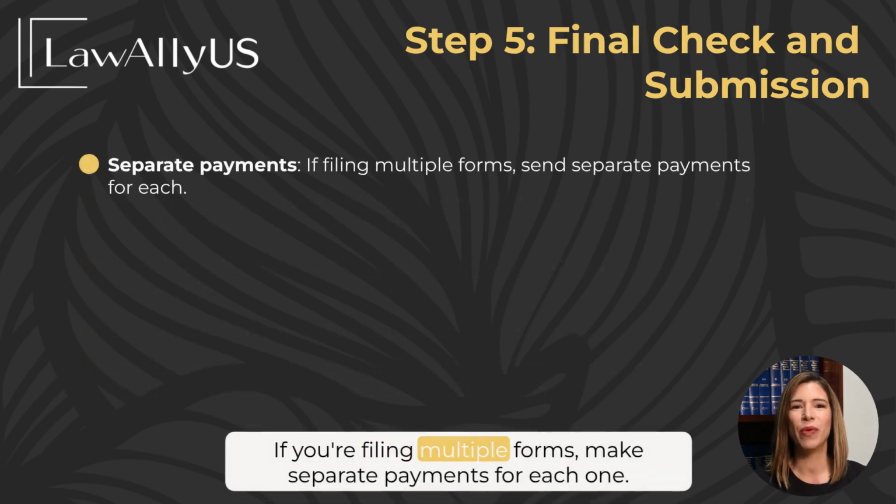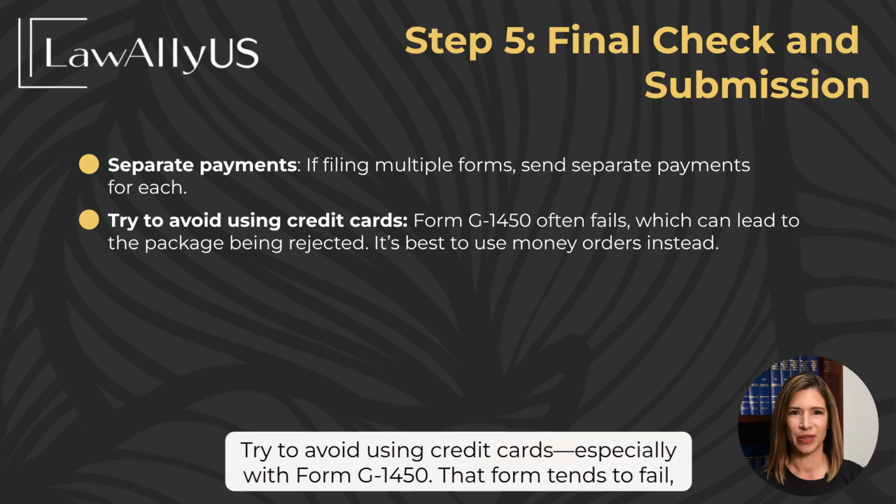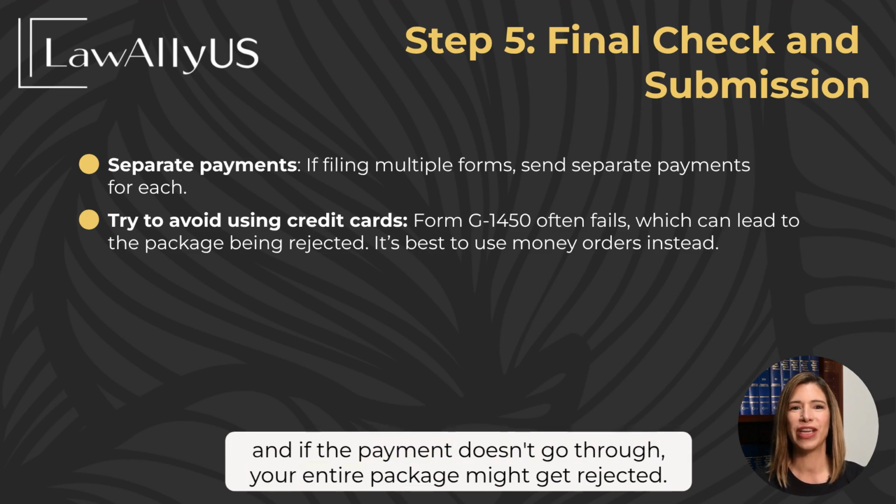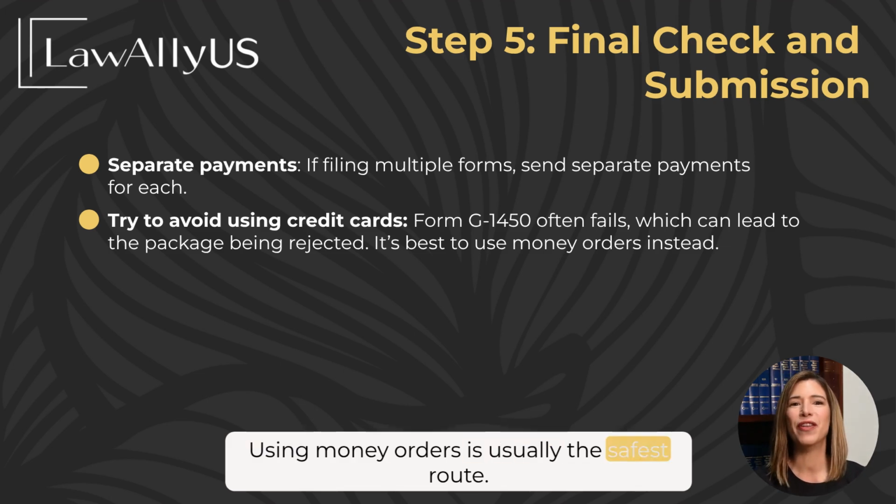If you're filing multiple forms, make separate payments for each one. Try to avoid using credit cards, especially with Form G-1450. That form tends to fail, and if the payment doesn't go through, your entire package might get rejected. Using money orders is usually the safest route.